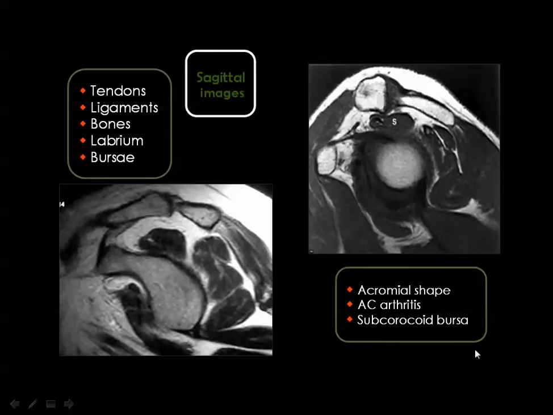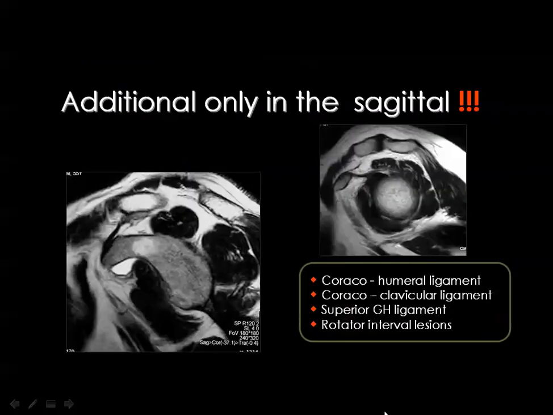Then in the sagittal images, you are able to assess the acromion shape and also to assess for acromioclavicular osteoarthritis. And you can see the subcoracoid bursa outside or anterior to the subscapularis muscle. And you remember that this recess is known as the superior subscapularis recess, which is continuous with the joint.